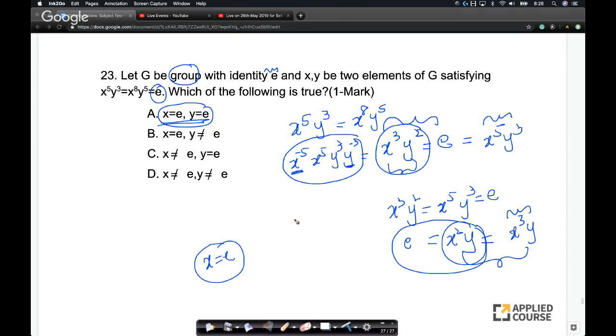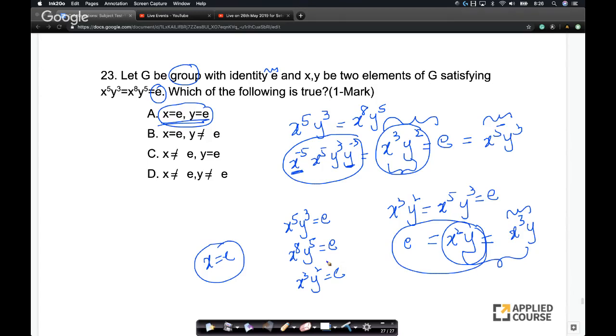So I have x^5 y^3 equals e. And what statements do I have? Let's write it down. x^8 y^5 is also equal to e, and x^3 y^2 is also equal to e. These are the three statements that I have. Now let's see.